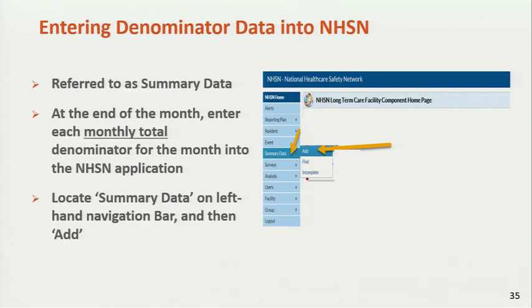And I have a small screenshot here of how to access your denominator data. So again, on your NHSN homepage, you want to go to that left navigation bar, click Summary Data, and then Add.